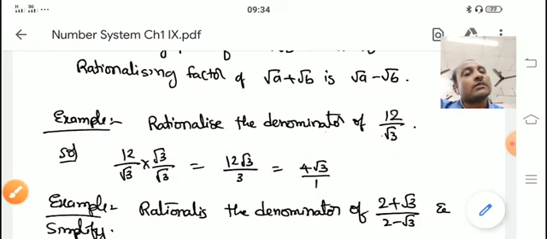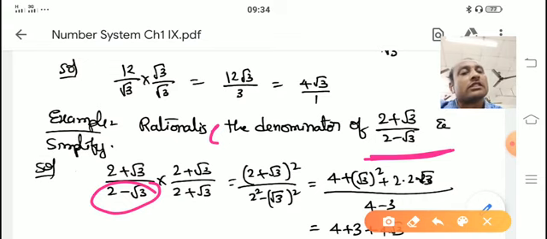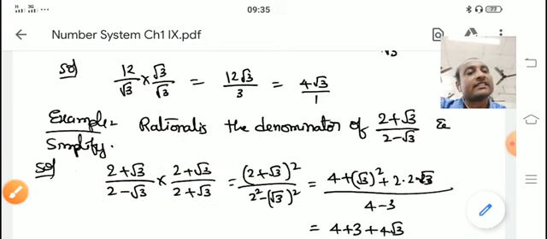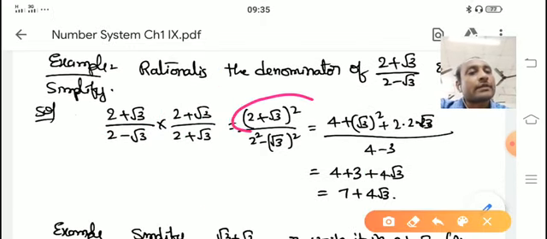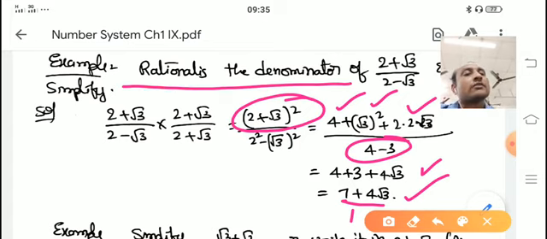Not only like this, any problem given, you can rationalize. Rationalize the denominator of 2 plus root 3 by 2 minus root 3. What is the denominator? 2 minus root 3. So multiply and divide with 2 plus root 3. So you get 2 square minus root 3 square, which is 4 minus 3. Then you have to expand the numerator, 2 plus root 3 whole square, by the a square plus b square plus 2ab formula. After simplification you get 7 plus 4 root 3. Here the denominator is 1, because 4 minus 3 is 1. So the denominator became a rational number, hence the denominator got rationalized.